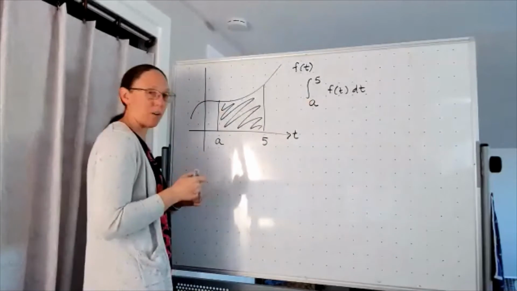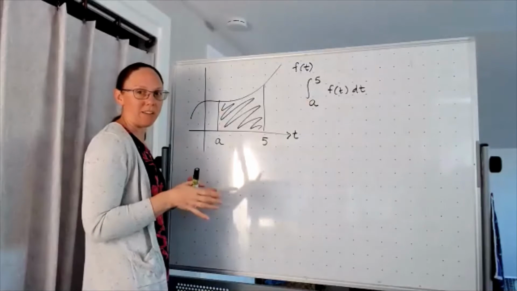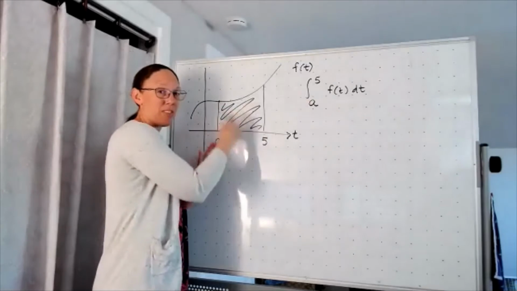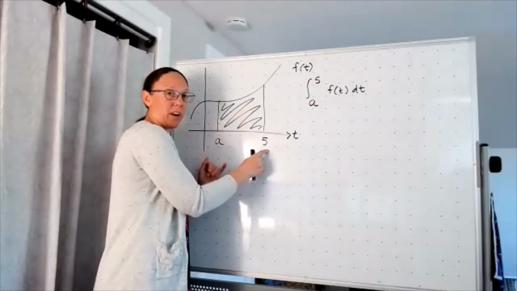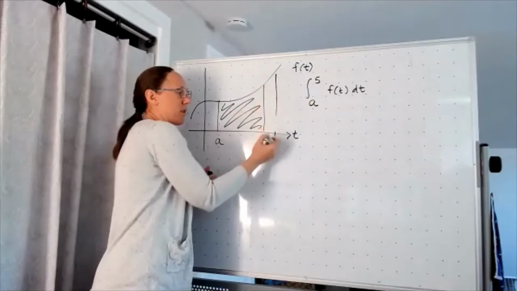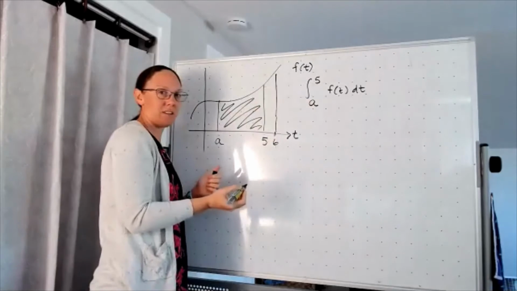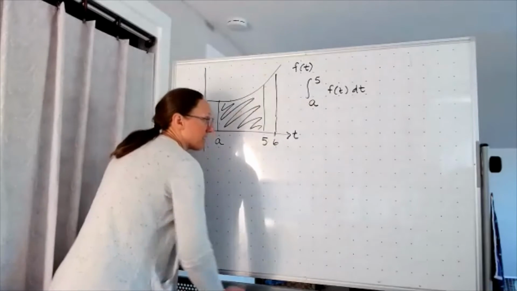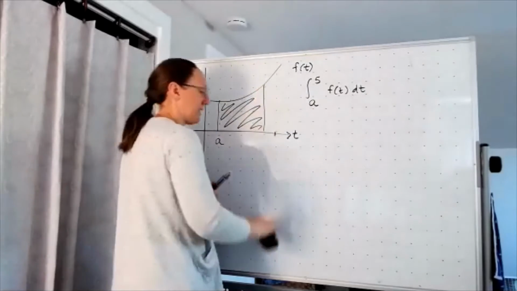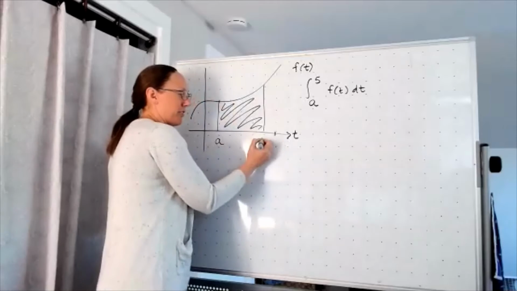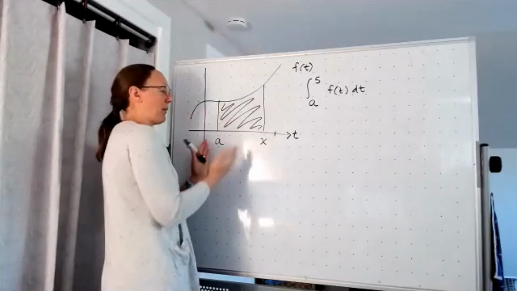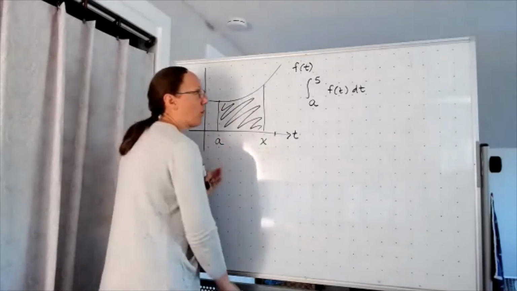It would be some kind of a. And now here's the part where I'm going to ask you to make a leap of faith. I claim that this area depends on what number we put here, right? If I'm going from a to 5, that's a different area than if I was going from a to 6. So I'm going to define a new function. And my function is going to be a function of x, where x is telling me I'm going to take my integral from a over to x.